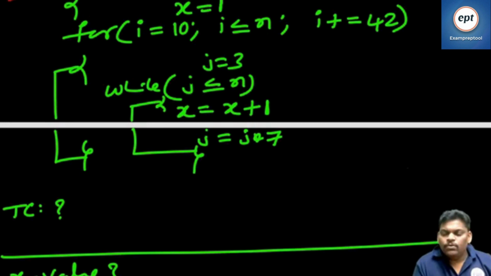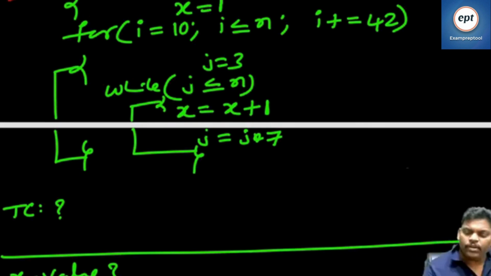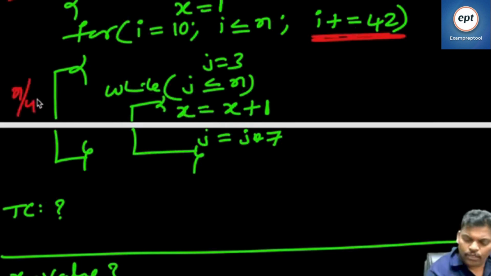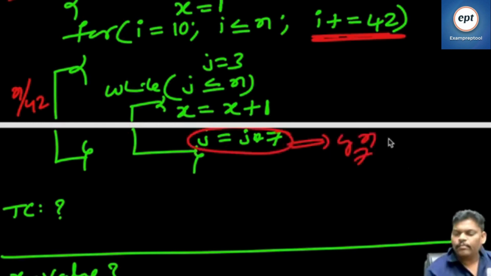Yeah, so I think everyone knows, if you see this problem, the first loop is always adding 42, so n by 42. The second loop is always multiplying by 7, so log n base 7.